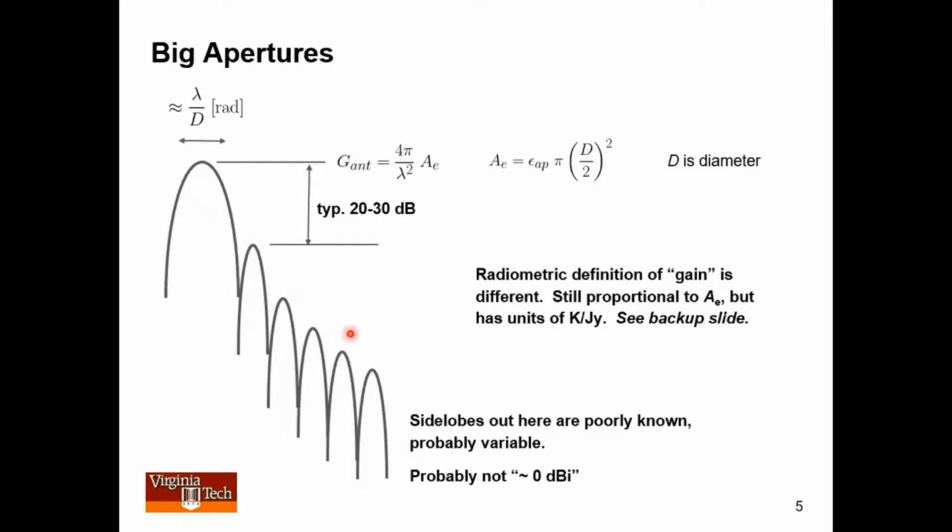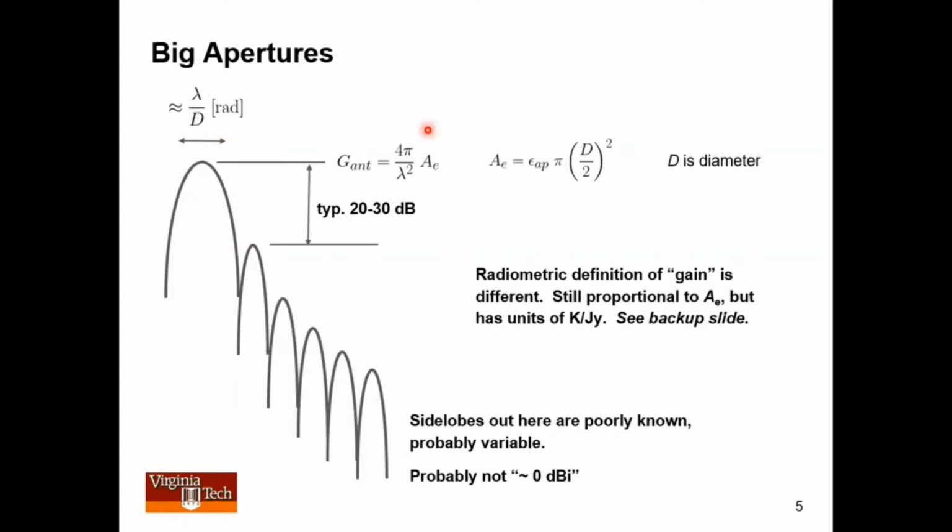Here's the classic sinc-like pattern that you get from a big aperture. No surprise that the half-power beam width, or you could call it the full width at half maximum, or whatever your favorite term is to characterize the width of a main lobe, is something like wavelength over the diameter, if it's a circular thing, or the aperture in general. That's in radians, of course.